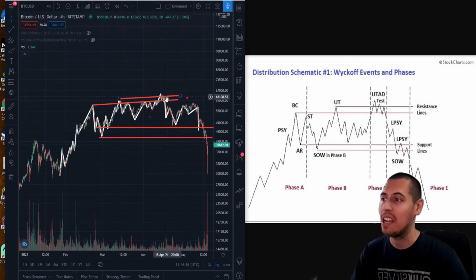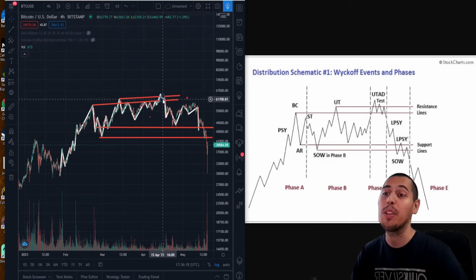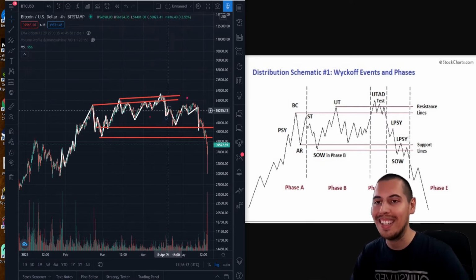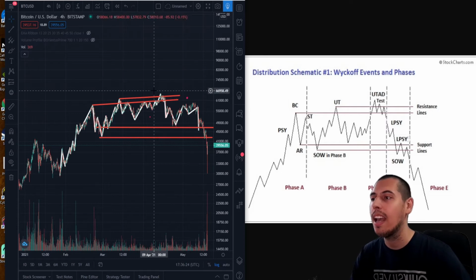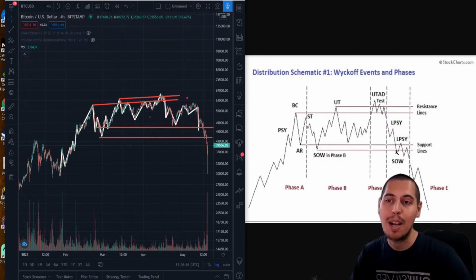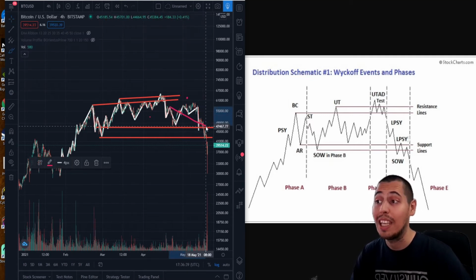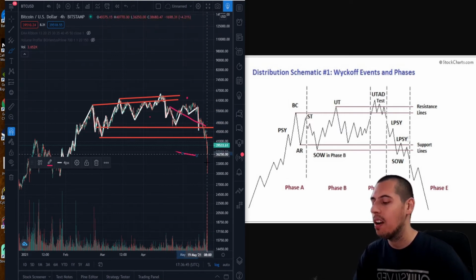Don't ask me what those stand for. You can look it up if you want to know what the UTAD, UST, and so on stand for. But that's this part right here. We then went down and started to have this bouncing around area, which is pretty much where we are now. We had this LPSY, this phase D, which got extended out. A slight downwards trend, but a downwards trending accumulation time, just consolidating here. And now, guys, we are starting to see the beginning of phase E.